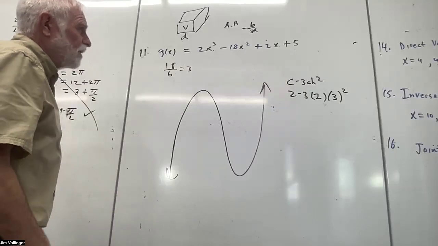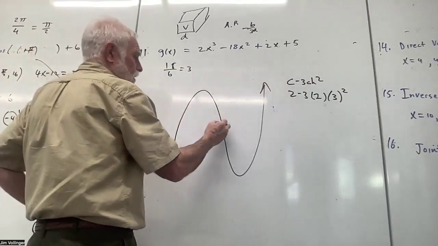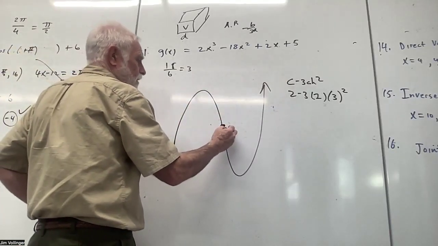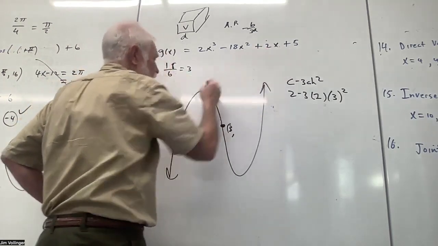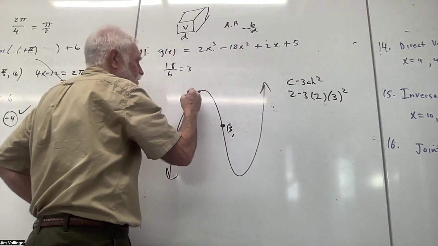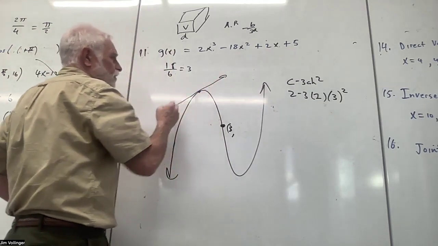All right, what else do I know? I also know that 3 is here. 0 gets me 5, and I'm going up at that instant. So there's my tangent. There's my tangent to the y-intercept.